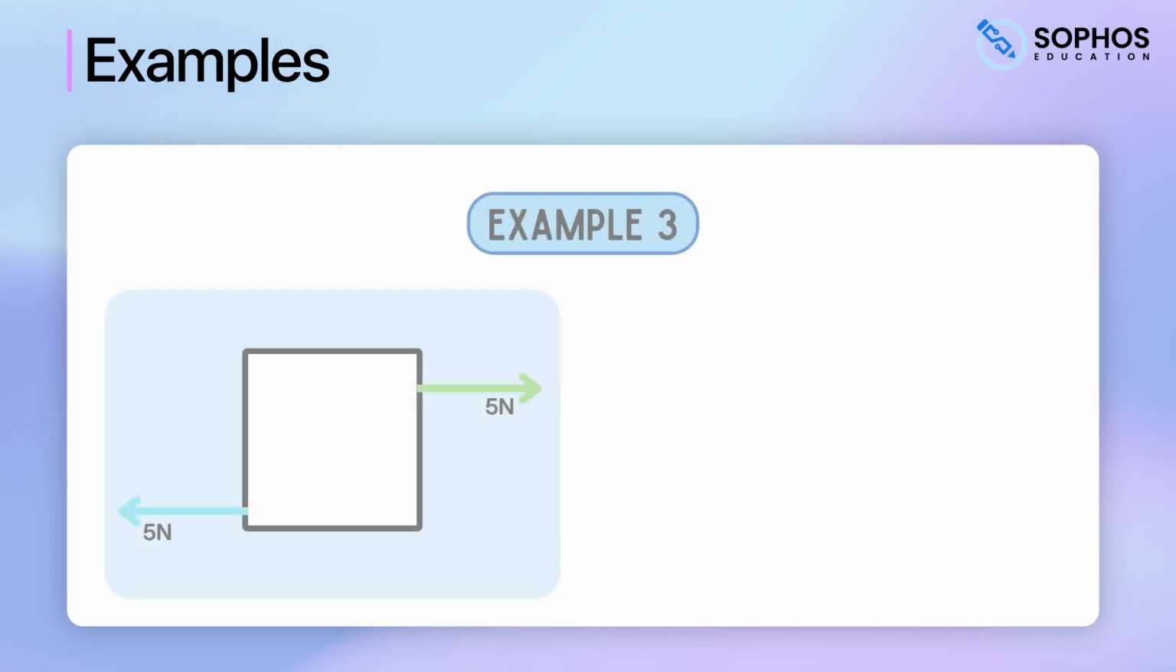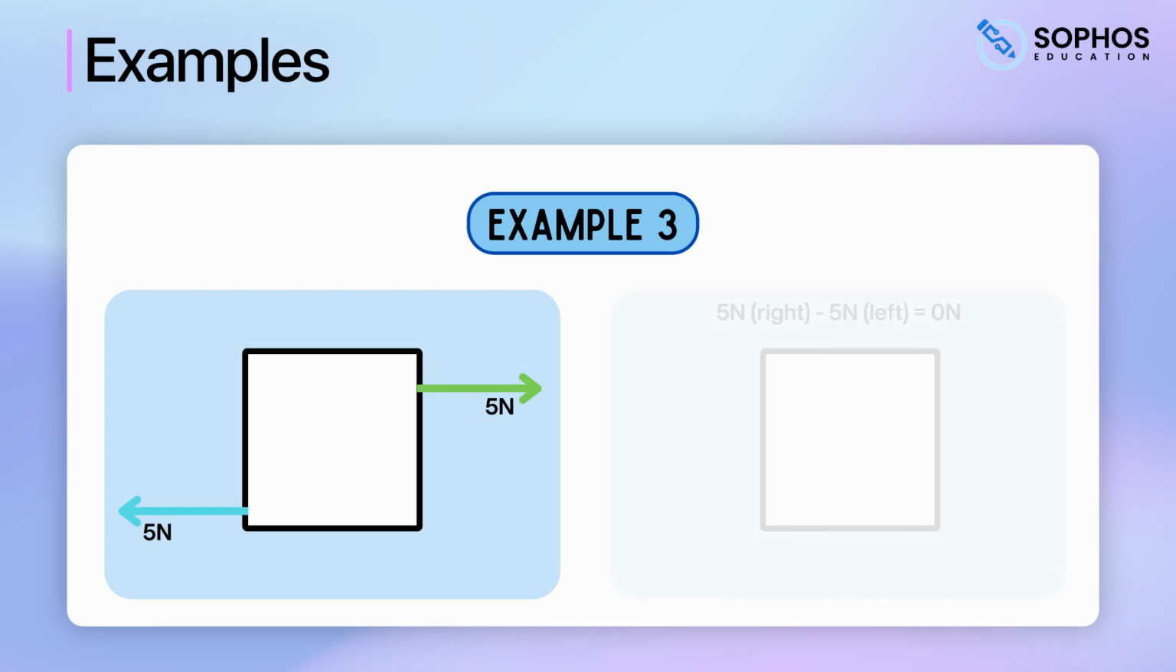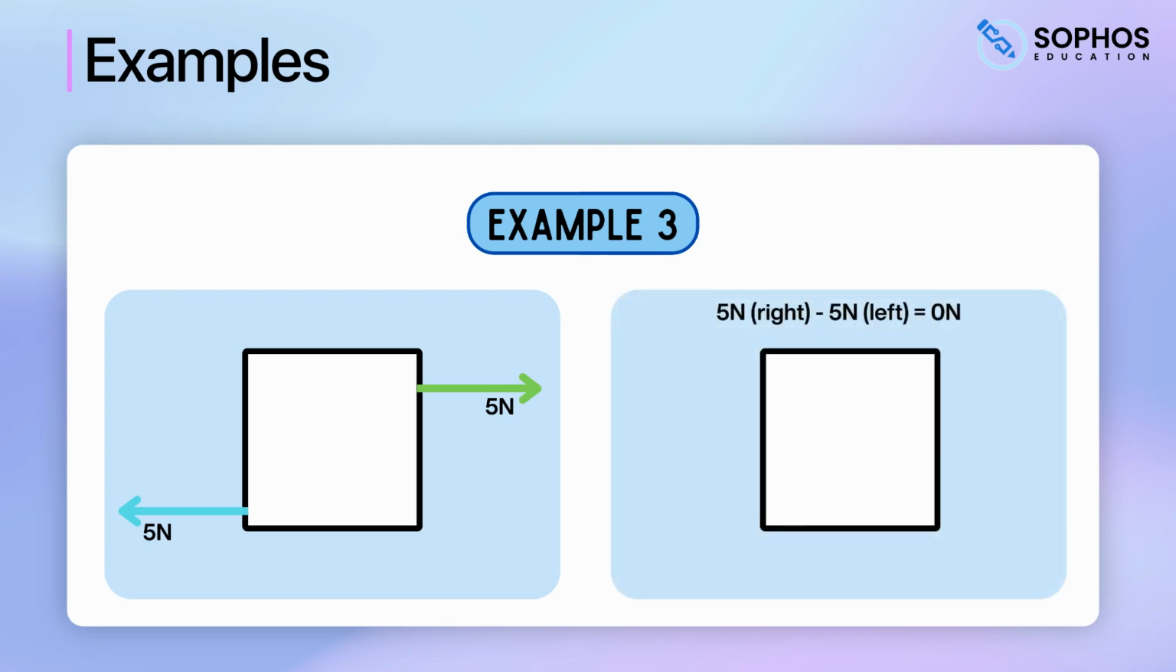Finally, in the third diagram, the two arrows are equal in magnitude, each being 5N, but they point in opposite directions. Here we subtract the forces. Therefore, the resultant force is 5N minus 5N equals 0N. Since the forces are balanced, the resultant force is 0. This means there is no change in the object's motion.